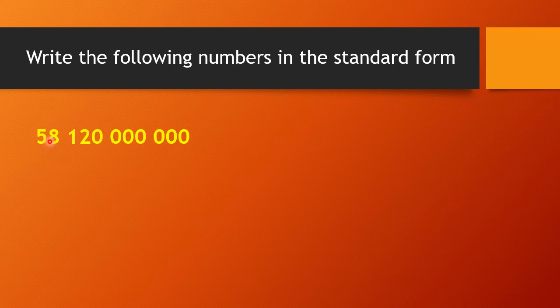So it will be 5.812 times 10 power. We move the decimal point 10 places, so it will be 10 power 10. Why 10? Why not -10? Because we moved the decimal point to the left, not to the right.